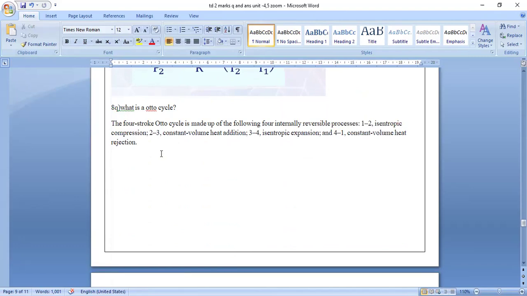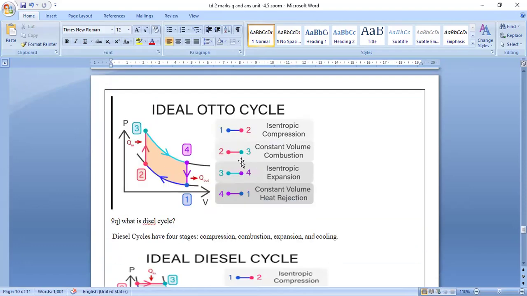What is an Otto cycle? The four-stroke Otto cycle is made up of the following four internally reversible processes. So the first one is 1 to 2, isentropic compression. After that, constant volume heat addition is done. After that, it will burn because you are adding heat in this Otto cycle. Then isentropic expansion will happen. When expansion is happening, there is work done, the work extraction process. And after that, 4 to 1, the cooling process, that is constant volume heat rejection, is done in the Otto cycle. So here you can see this is the ideal Otto cycle.